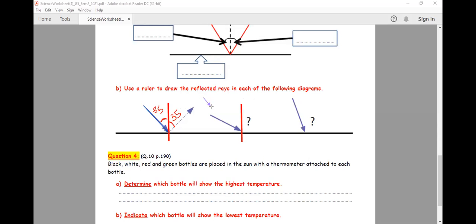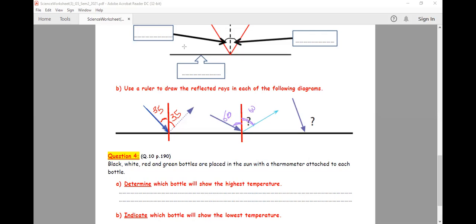What's the first thing to do? Measure it. Okay, this is 60. What should I do now? I'm giving random numbers; we need to draw the reflected ray. Bravo, we measure the angle. I put a point at 60, then I connect the point that I drew with the point of incidence. But the angle of reflection must be equal to the angle of incidence.